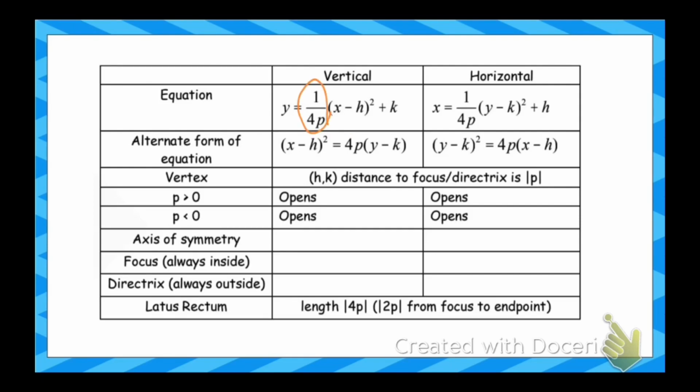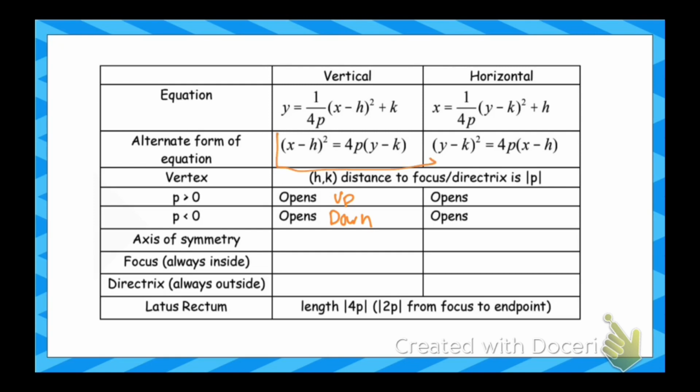So that p value, remember, is how we determine where the focus is in relation to the vertex or the directrix. So a couple things about that. If that p value is positive, so if that p value is greater than 0, then this parabola is going to open up. If that p value is less than 0, so if it's negative, then that parabola is going to open down. So very similar to what we just did with transformations.